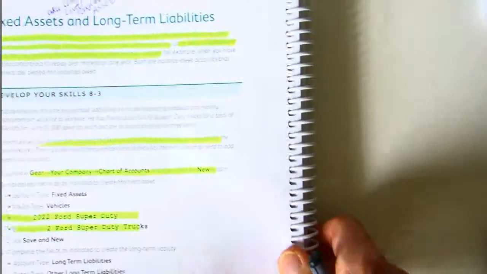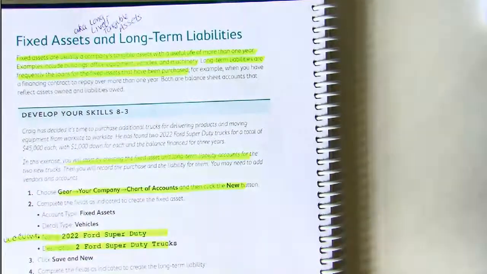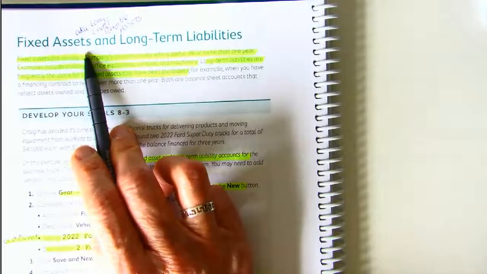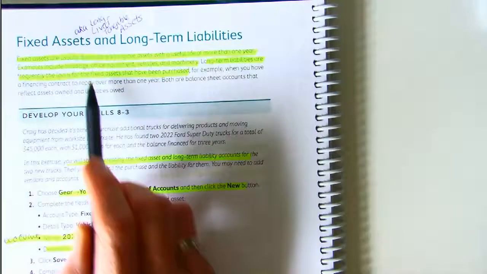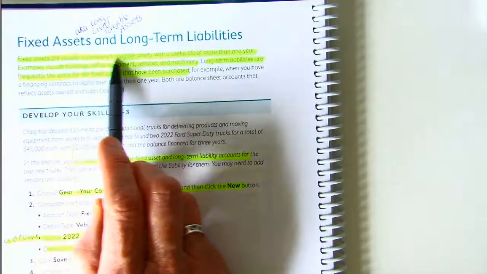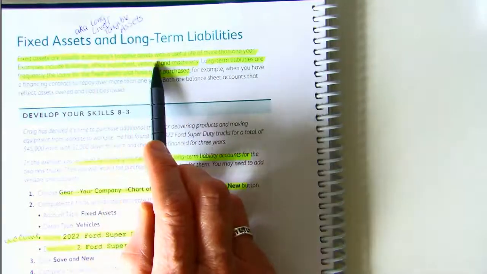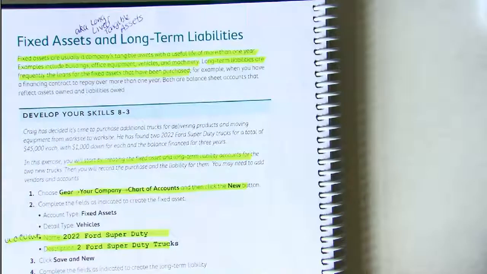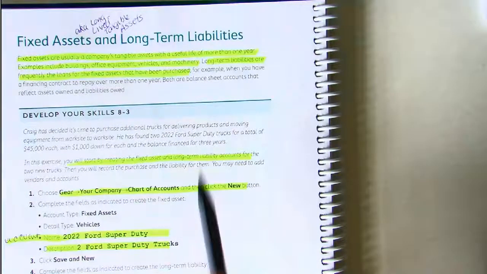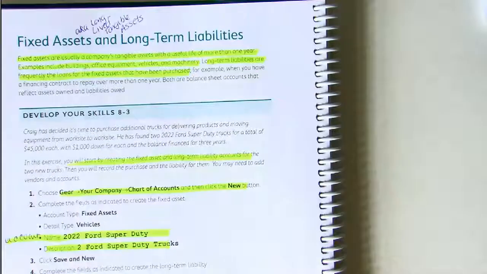Okay, now we have a term that is not often used now called fixed assets. Now we call them long-lived tangible assets. Fixed assets are usually a company's tangible assets with a useful life of more than 1 year, and we use them in production of goods and services. Examples are buildings, office equipment, vehicles, and machinery.